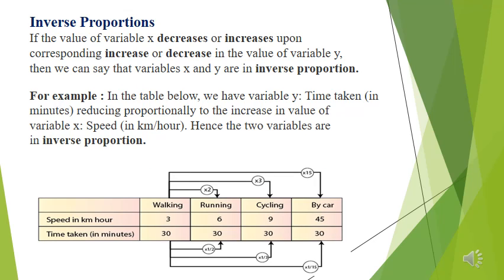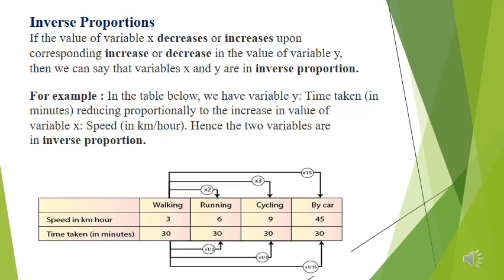Now we discuss inverse variation or inverse proportion. When we talk about inverse variation instead of direct, we have to remember one thing: in this case, if the value of one variable increases, then the value of the other variable decreases. Here is an example of speed and time.